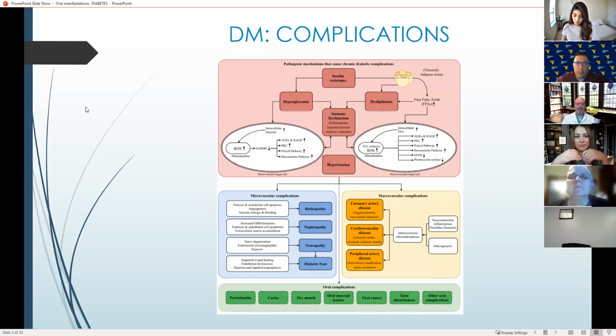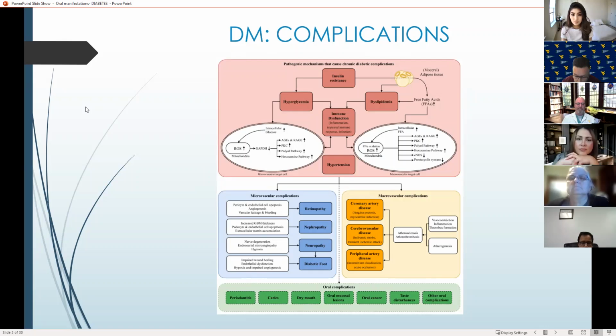As we can see here in this figure, hyperglycemia is the clinical characteristic that is used to define a patient with diabetes. However, like I said before, several other pathogenic mechanisms that characterize diabetes are recognized. As we can see here, insulin resistance, dyslipidemia, immune dysfunction, and hypertension.